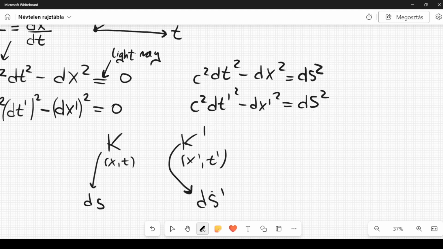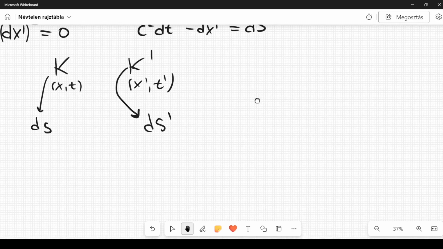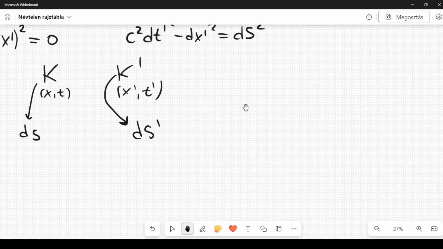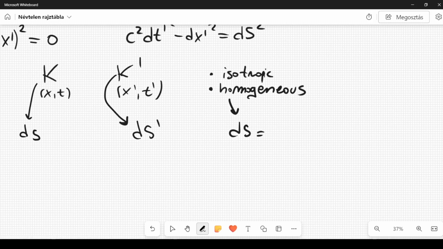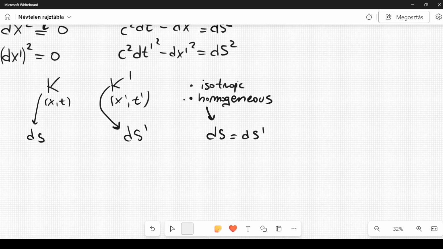We have to show that ds prime is equal to ds. Now, under the conditions that the space is isotropic and homogeneous, we are going to show that ds is equal to ds prime. So what does it mean that the space is homogeneous?